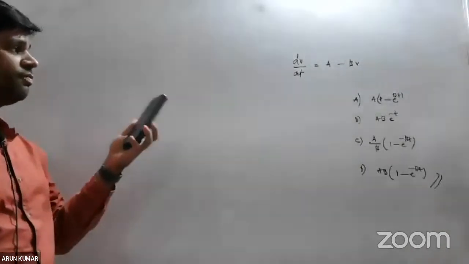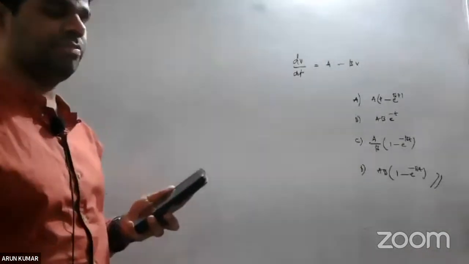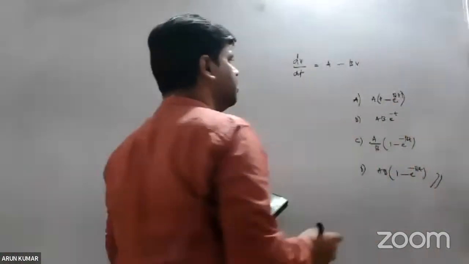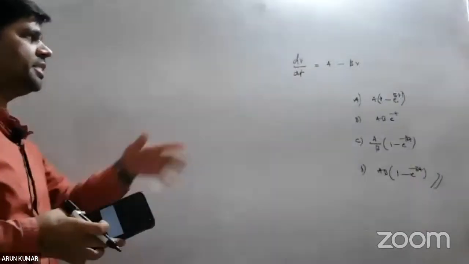So acceleration as a function of velocity is given. I have to determine velocity as a function of time. How will I do this, students? We integrate it.